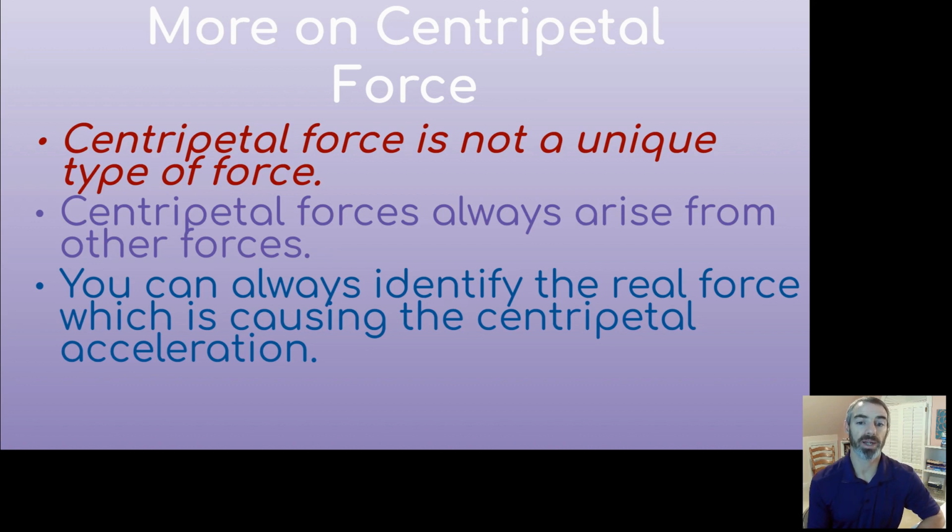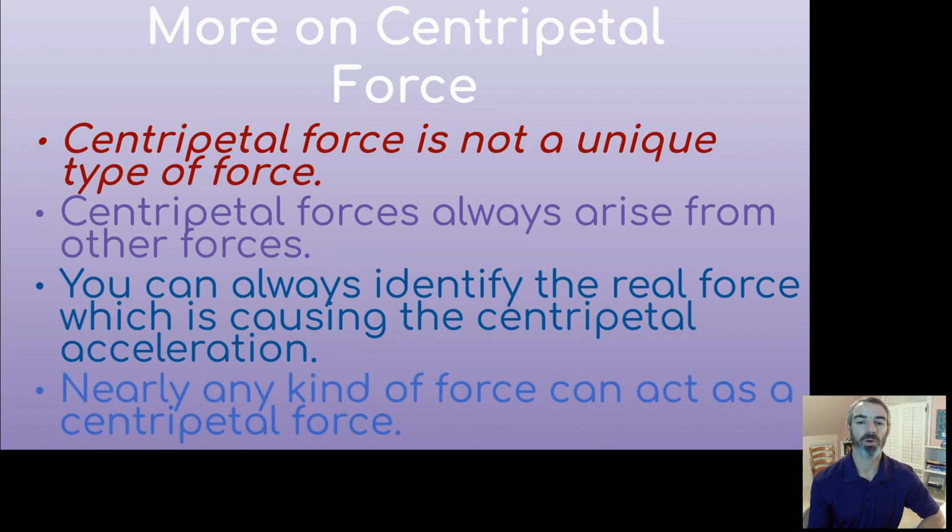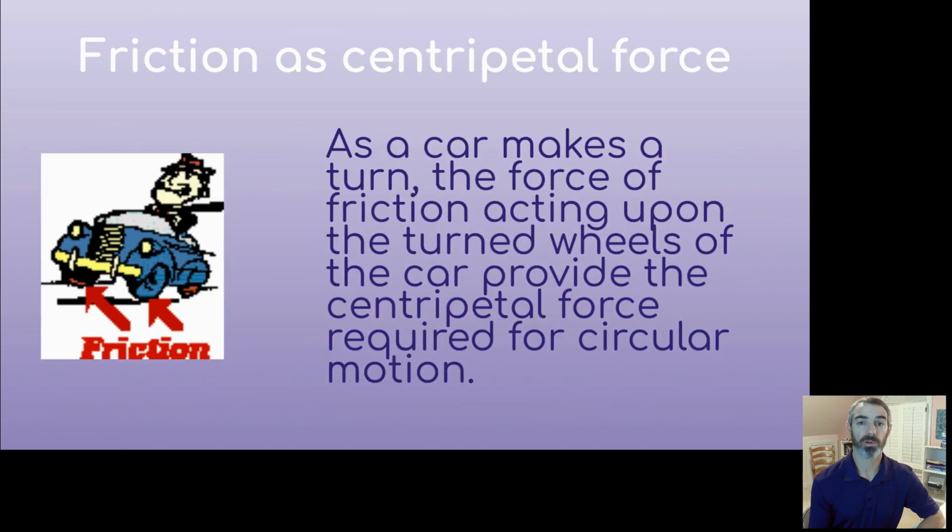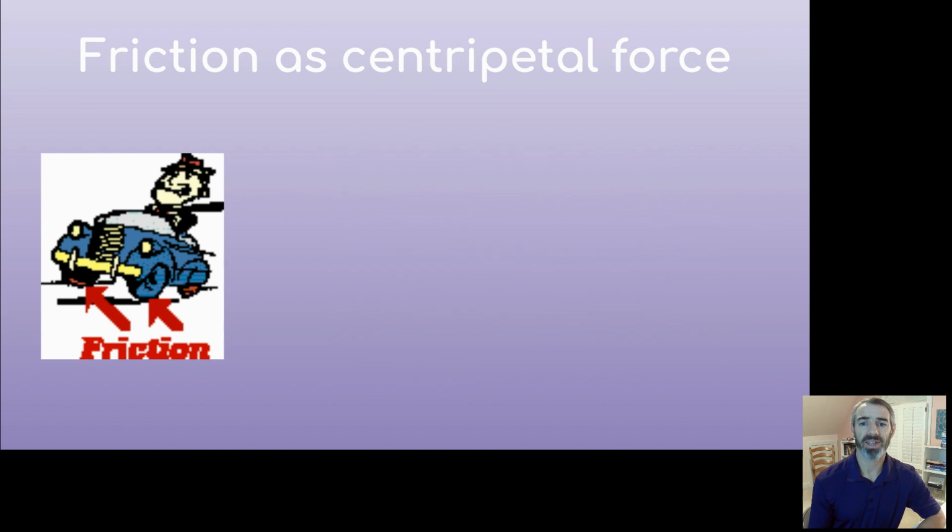And looking at your free body diagram, there's an unbalanced force pointing towards the center of a turn. And nearly any kind of force can act as a centripetal force. Friction is a centripetal force. If you're driving in your car and you're making a turn, as this guy is in his car, making a right-hand turn, we're looking at a head-on view. If he was on ice, he'd make the turn and he would go straight. But in this case, he's not. So there's friction on the road.